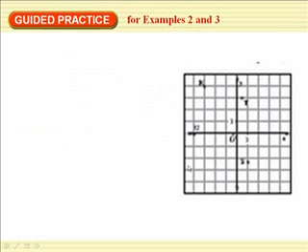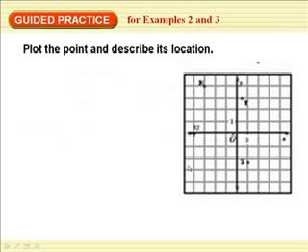Sorry about that. Plot the points and describe its location. Okay, R, -3, 4. So we'll just use this. -3, 1, 2, 3, up 4. 1, 2, 3, 4. There it is. There's R. And its location, it's in quadrant 2.